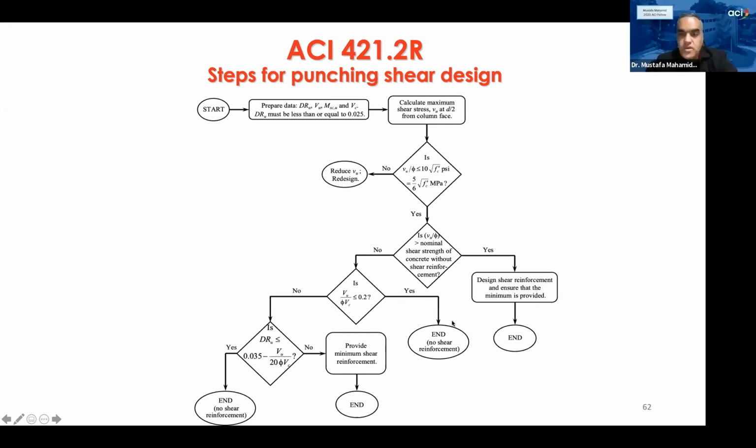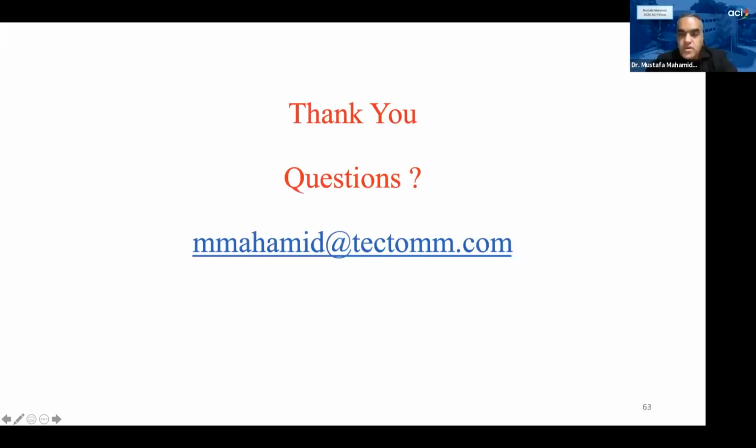If yes, no shear reinforcement is required if it's less than 0.2. So remember, the limit is 0.4, so if it's less than half of that, then there's no need for shear reinforcement. If no, then check the drift. Does the drift satisfy the equation that we talked about before? If yes, no shear reinforcement is required. If no, provide minimum shear reinforcement, and that's it. Okay, so that's the procedure for designing for punching shear. So with this, I conclude, and I'll be glad to have any questions you may have.